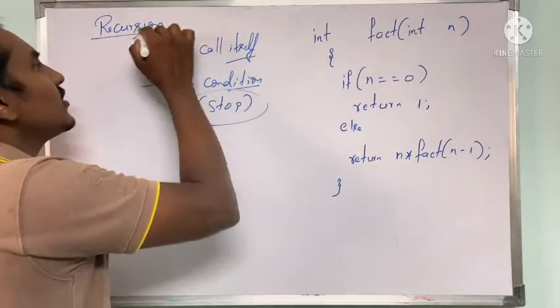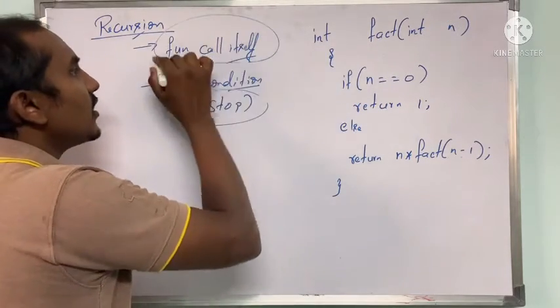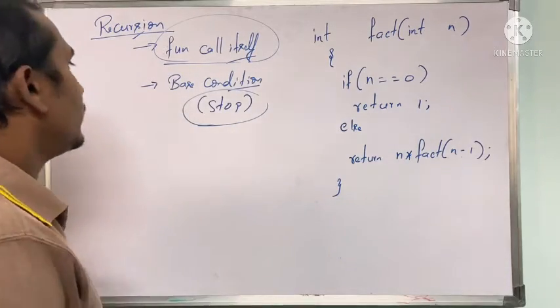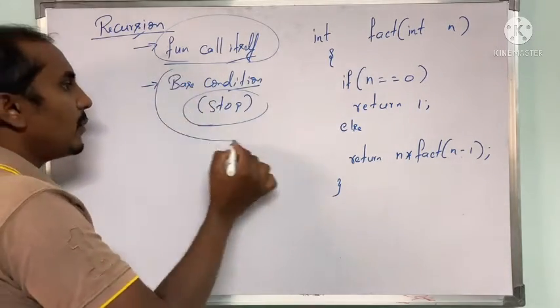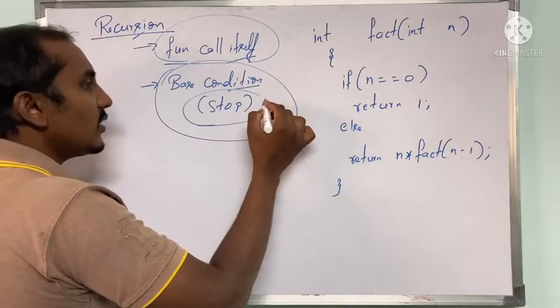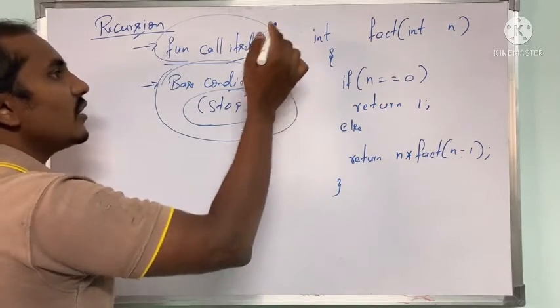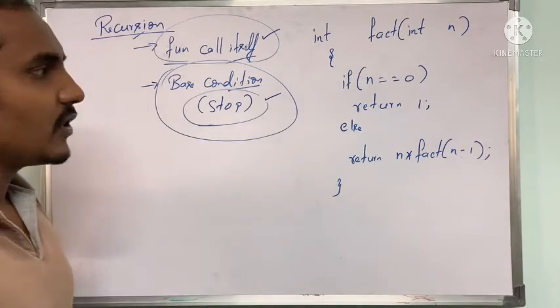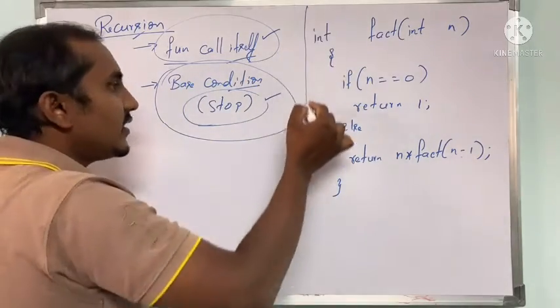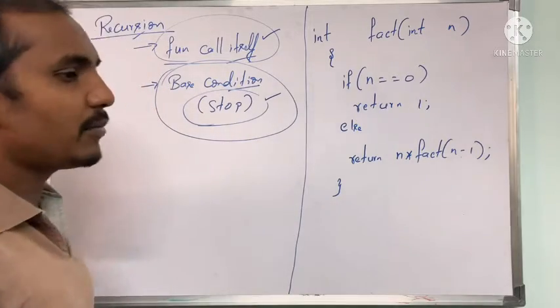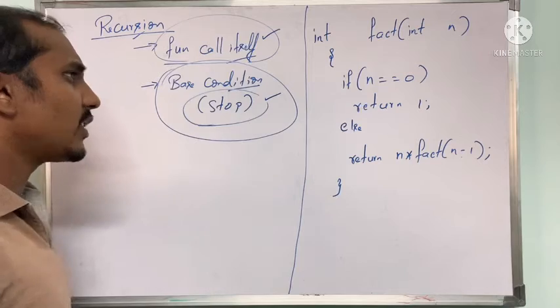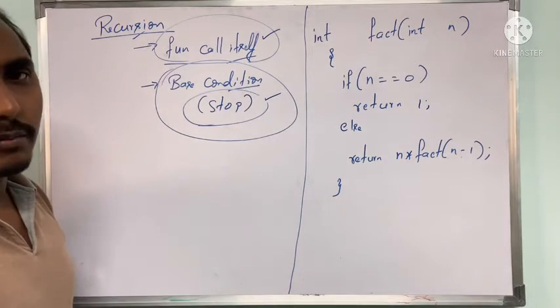So recursion is nothing but a function calling itself again and again, which is called a recursive function. And the function you are going to write should have a base condition, which represents where that calling itself will stop. Now we have taken an example, factorial of a number, which you have already studied, how to find the factorial of a number.